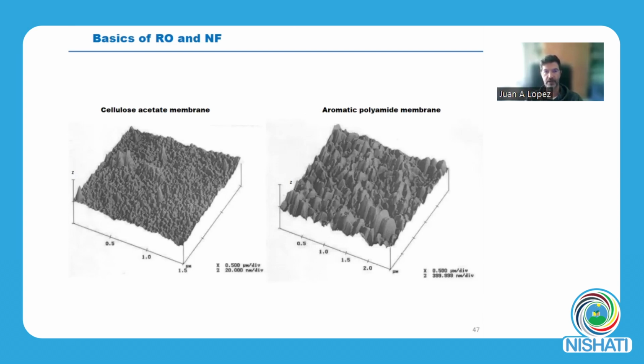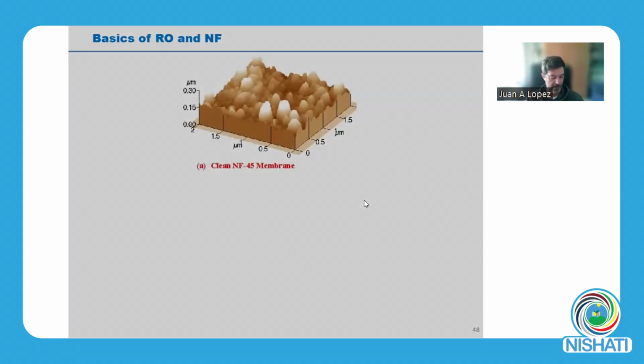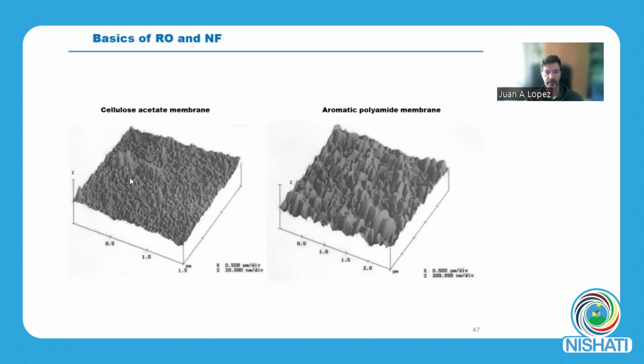Really, we couldn't see it in this slide because it would be very huge mountains. So this peak and valley structure is very important in the aromatic polyamide membrane. Why? For this reason. This is almost flat and this is a peak and valley structure.